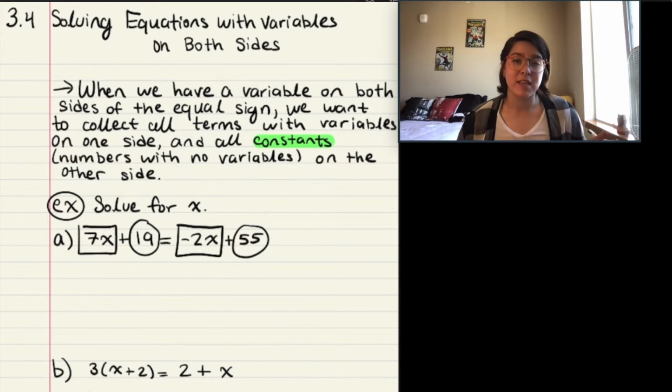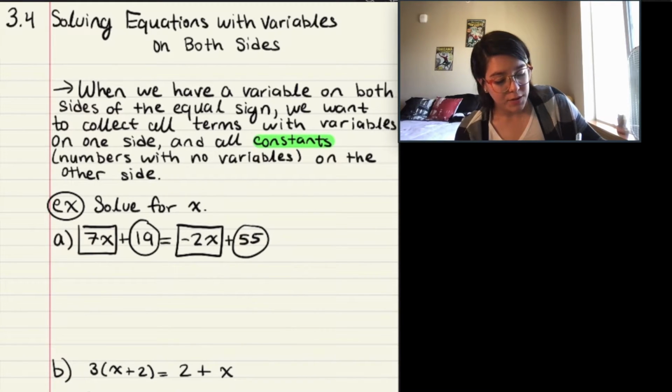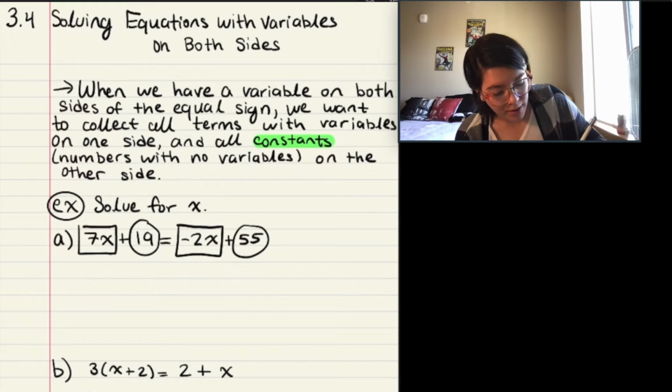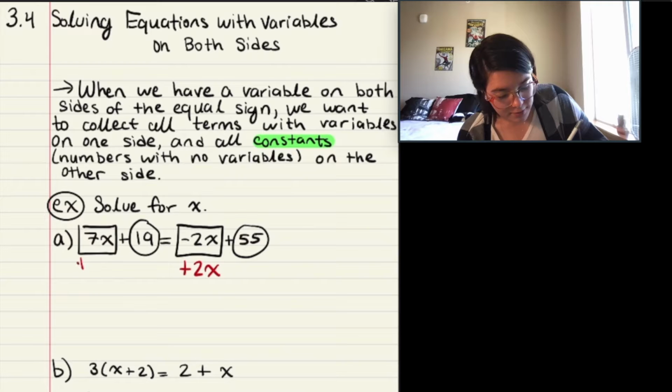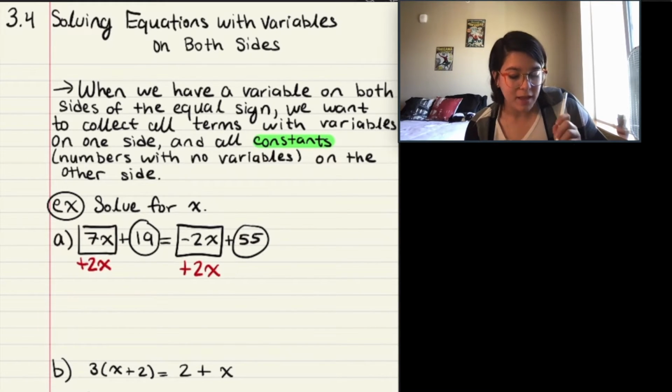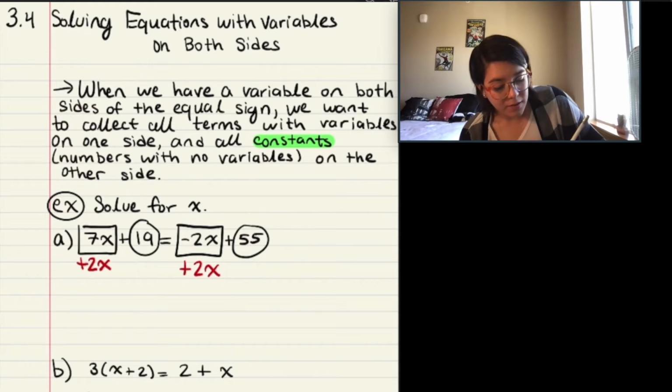So I normally like to keep my x's on the left side, but you can choose anything you want. You can put your numbers on the left and your variables on the right, or vice versa. So I want my x's to go on the left, so that means I'm going to need to cancel my x's on the right. So to cancel a minus 2x, I'll have to add 2x. And what I do to one side, I do to the other. Now, since I canceled my variables on the right, that means I want my constants on the right. So I'm going to move my 19 to the right side.